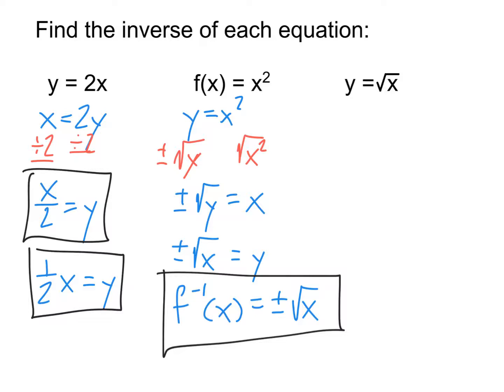Right, and then for that last one, notice there's no f of x to worry about, so I can go straight to swapping the x and y. So x equals root y. How do I get rid of the square root?